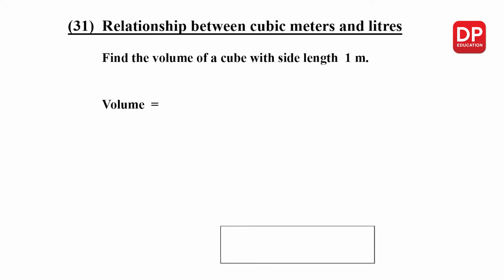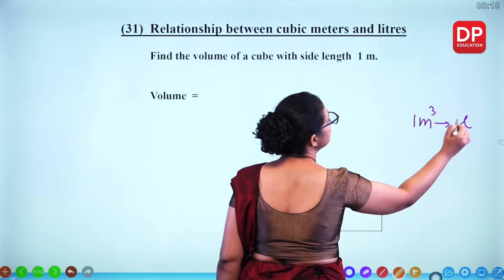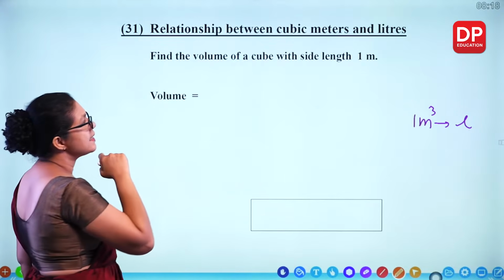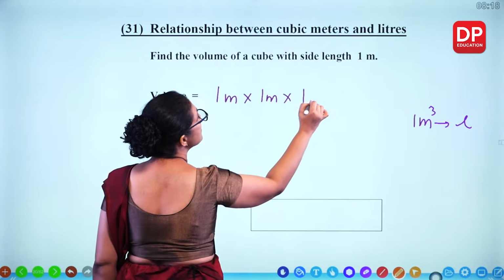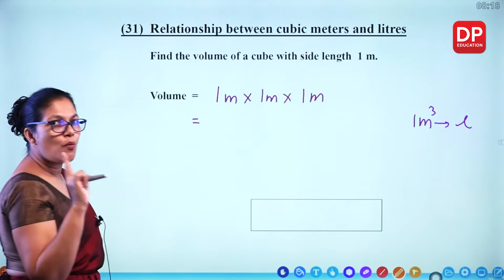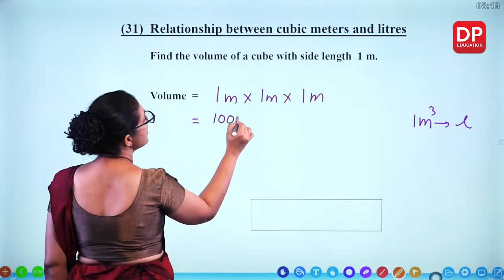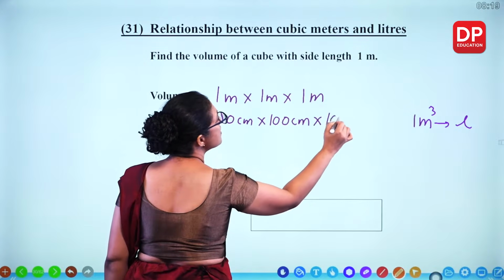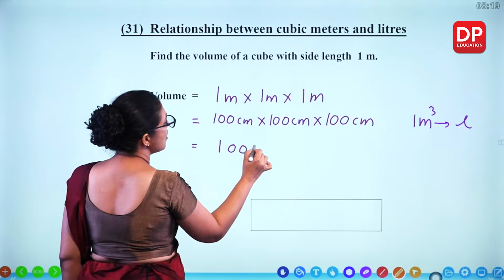Now we'll look at the relationship between cubic meters and liters. Find the volume of a cube with side length 1 meter. That means 1 meter into 1 meter into 1 meter. But we know 1 meter means 100 centimeters. 100 centimeters, 100 centimeters, again 100 centimeters. So what you get? 1 and 6 zeros. 1 million.